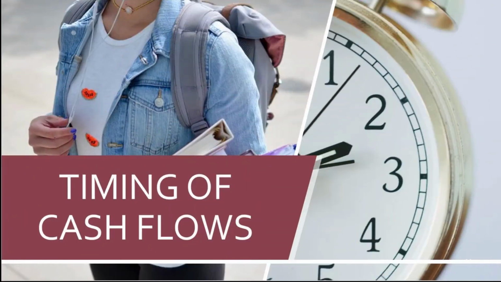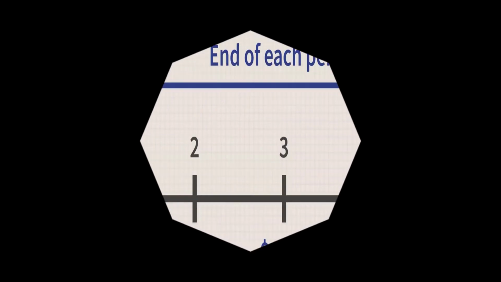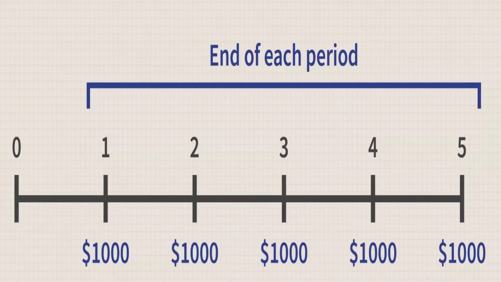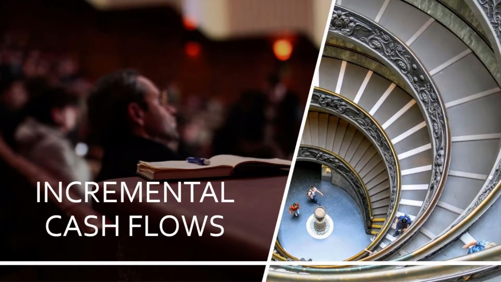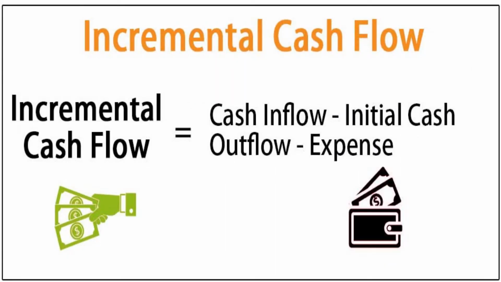The second issue is timing of cash flows. It deals with cash flows exactly when they occur, but for simplicity purposes, we assume year-end cash flows. Now let's go to the third issue, incremental cash flows. A cash flow that will occur if and only if the firm takes on a project. They should be included in estimating cash flows.